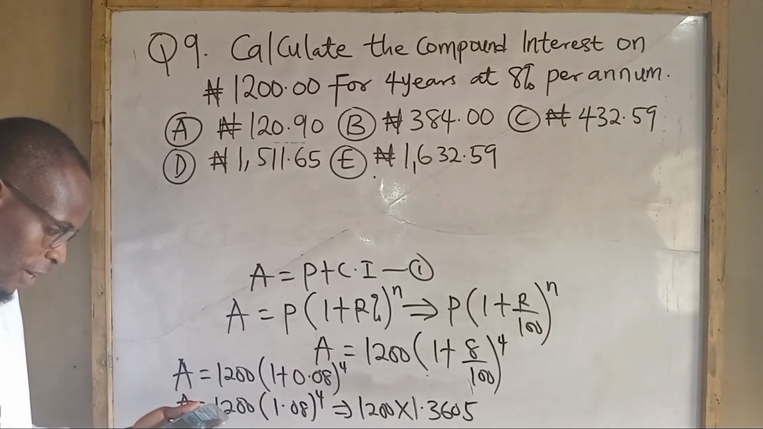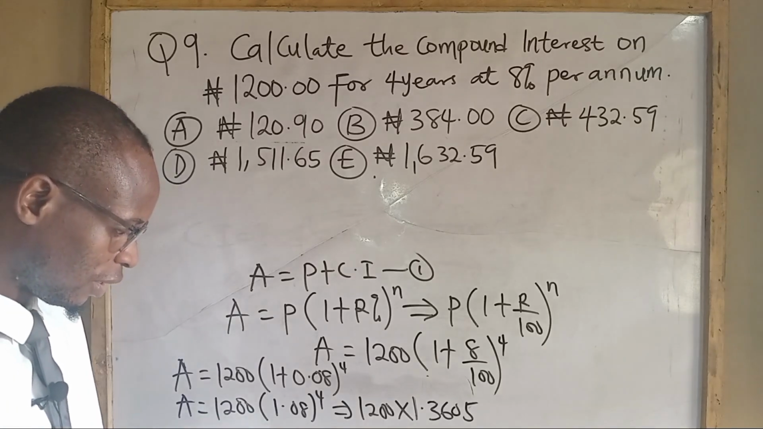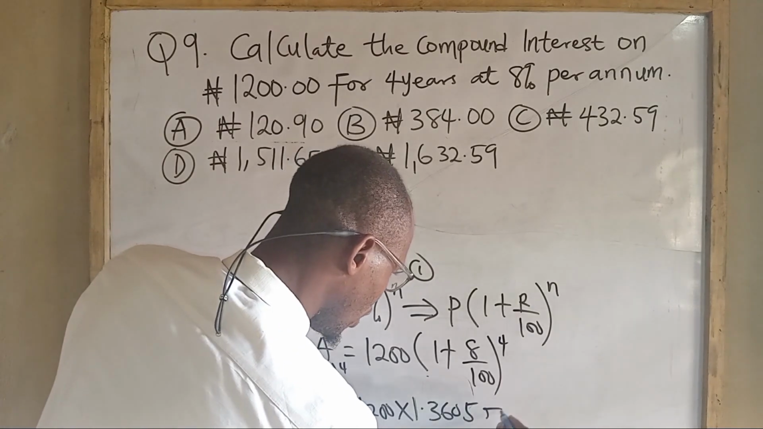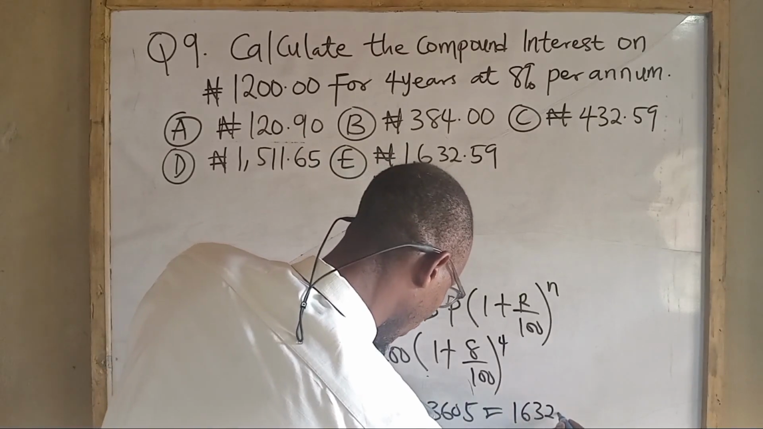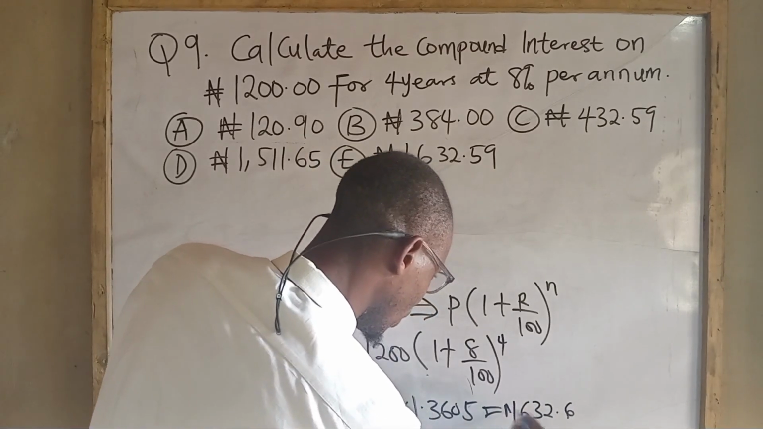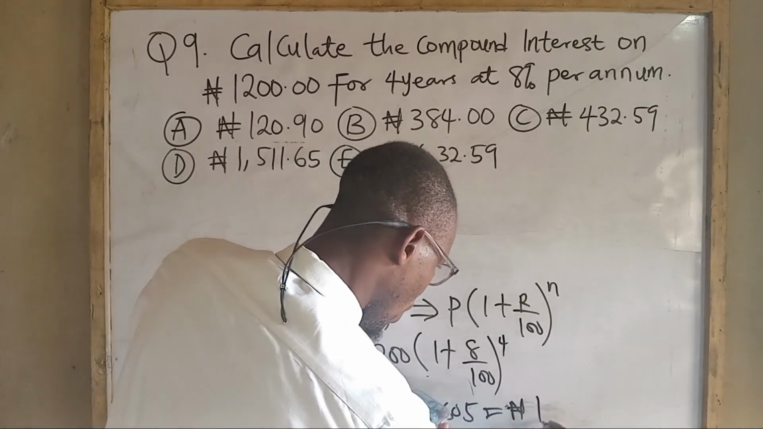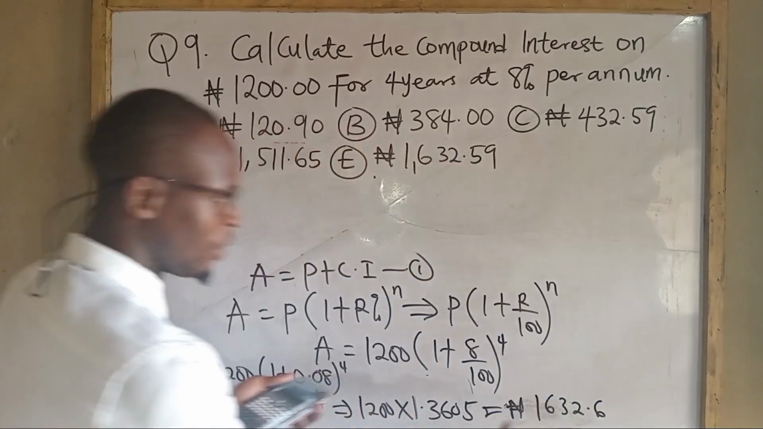So let's multiply 1200 multiplied by 1.3605. So I have, this equals to what? 1632.6. So this is in what? Naira. So naira 1632.6. So this is our amount.